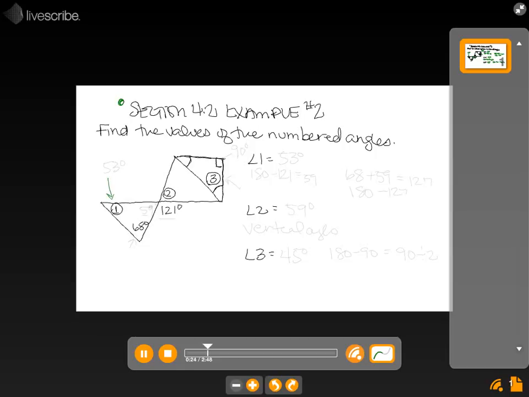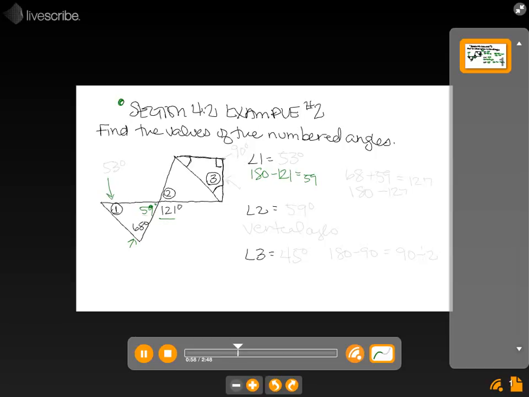Okay, it is inside of a triangle, and we know that this angle is 68 and this angle is 121. Well, 121 and this angle here are supplementary. So we could say 180 minus 121 equals 59, and that's the measure of this angle here. Okay? 59. That's not angle 1, but that's the third angle in the triangle.